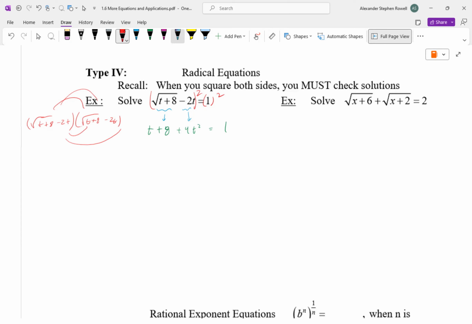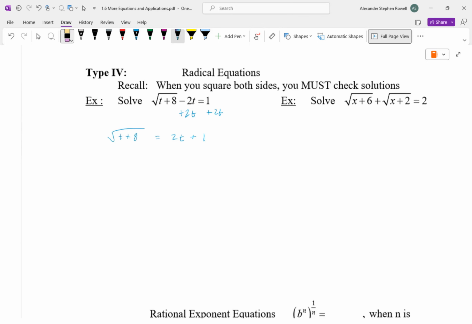Okay. Be very careful. You cannot distribute squares. And it's going to be tempting, and someone's going to do it on a test. But you want to make the mistake, make that mental note. Make sure you don't do that. Okay, so I said, what do we actually need to do to get rid of the square root? I need to get the square root by itself. So I add 2t to both sides and then square.